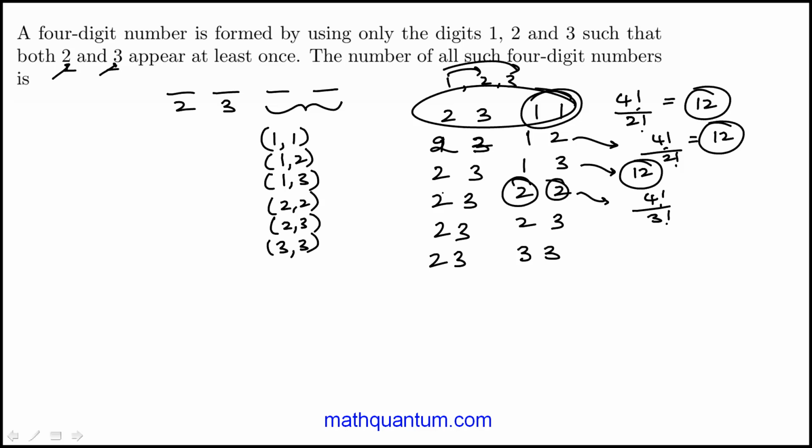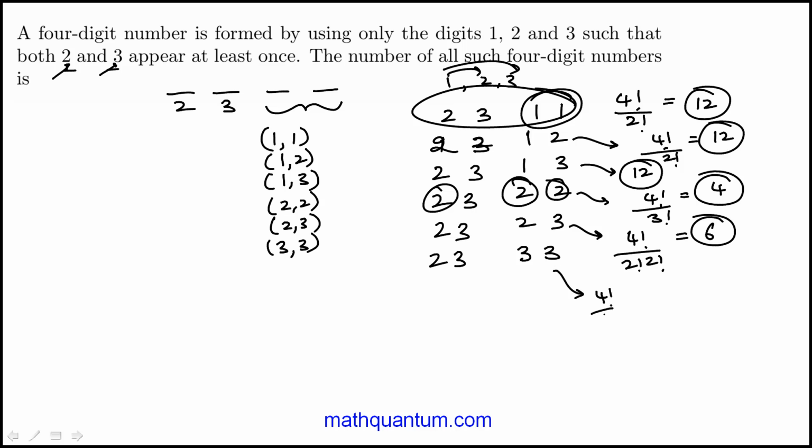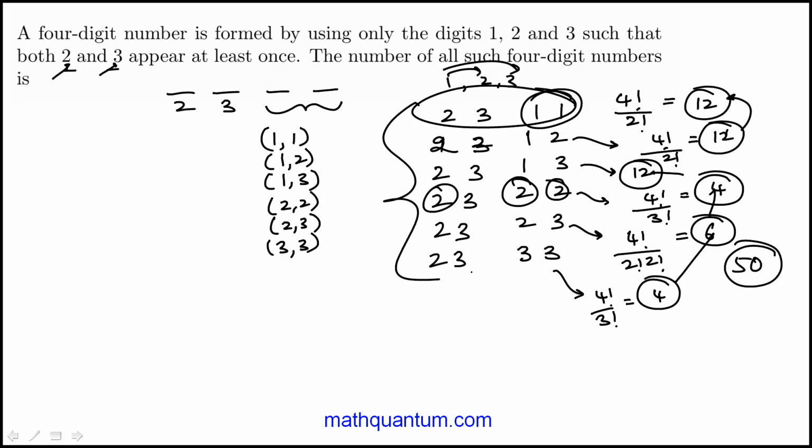This is 4 factorial over 3 factorial. We have 3 2's here, which is 4. Then this is 4 factorial over 2 factorial, 2 factorial. This is going to be 6, and then this is 4 factorial over 3 factorial, which is 4. So I have to add these 6 cases. So 10, 14, 26, 38, and then 12. It's 50, and that's the answer. So you can just do it out by brute force, considering that there aren't that many cases.